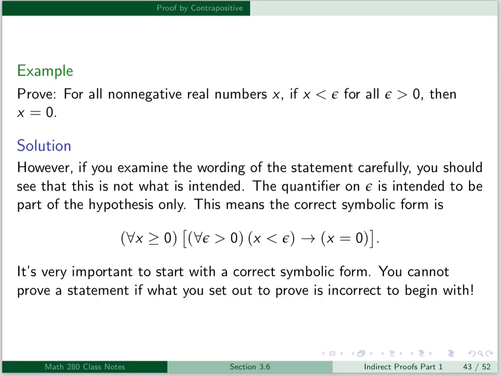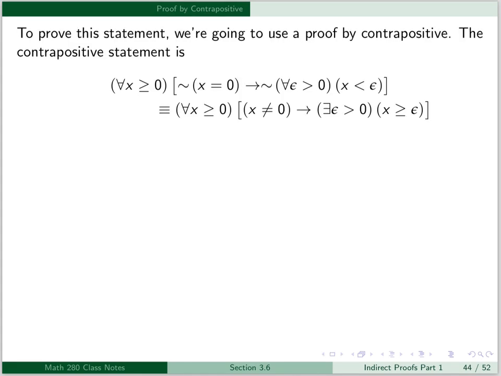It's very important to start with a correct symbolic form. You cannot prove a statement if what you set out to prove is incorrect to begin with. So we're now ready to start the proof. We have a universal statement, so we'll use a proof by arbitrary element.